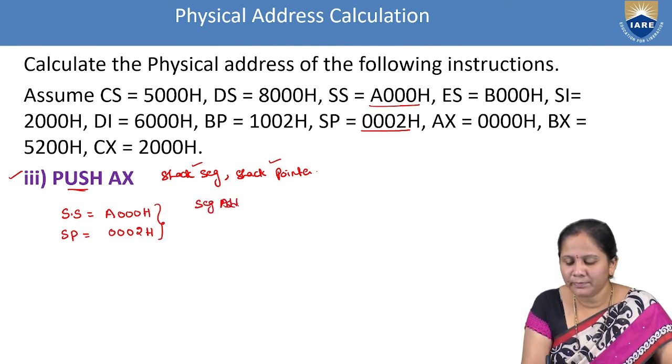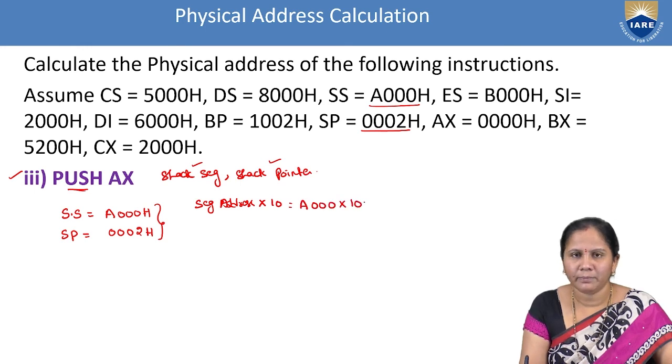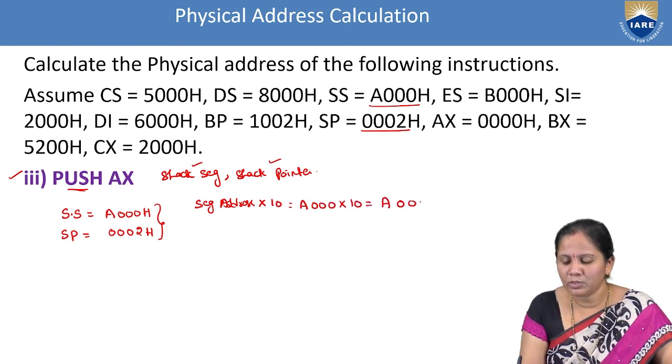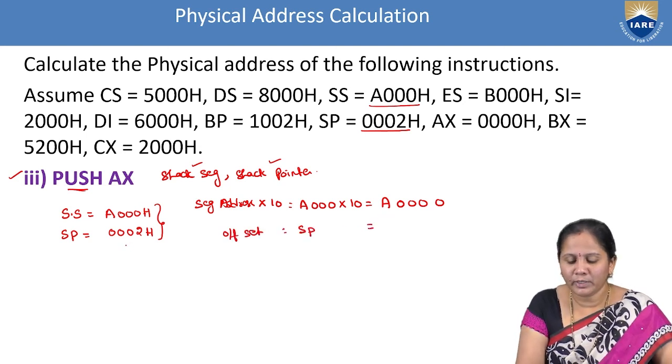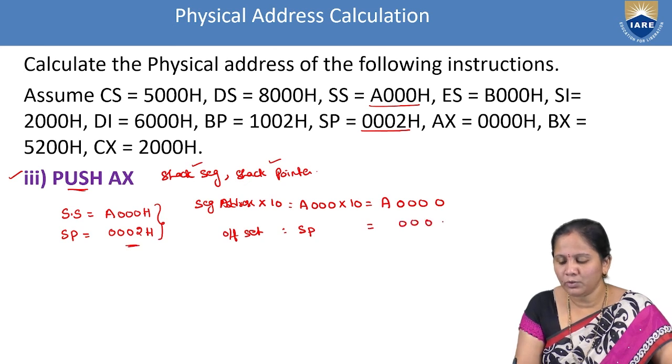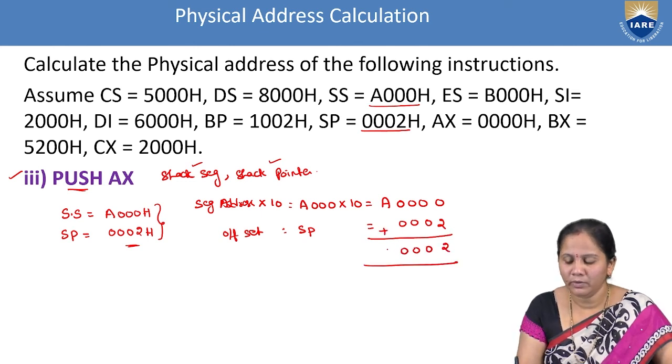So segment address into 10: the segment address into 10 means A000 into 10, so it gives A0000, plus the offset address. Here the offset address is from the stack pointer, which is 0002. If we add these two, we will get A0002. So this is the value of the physical address.